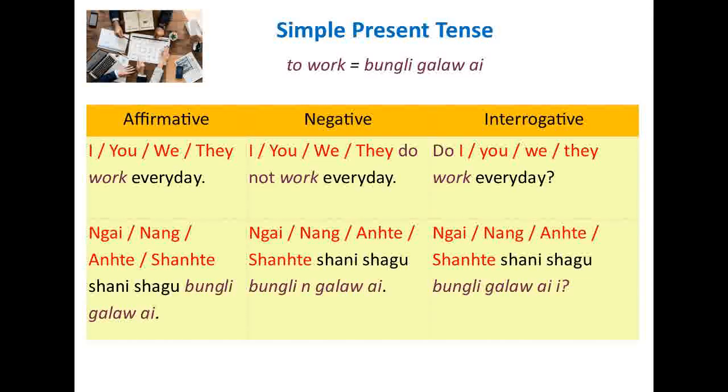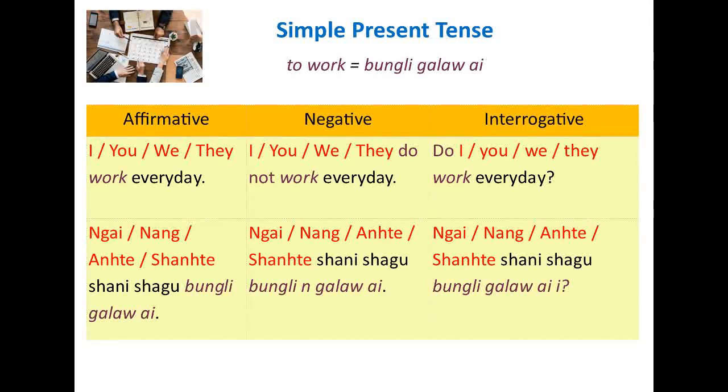Let's learn how to form negative sentences. I, you, we, they do not walk every day. That is a negative sentence. In Kachin Jinghpaw, you have to say ngai shni shigu bungli unglo ai. Nang shni shigu bungli unglo ai. Ante shni shigu bungli unglo ai. Shante shni shigu bungli unglo ai. That is how to form negative sentences.